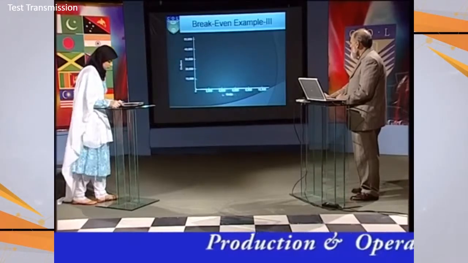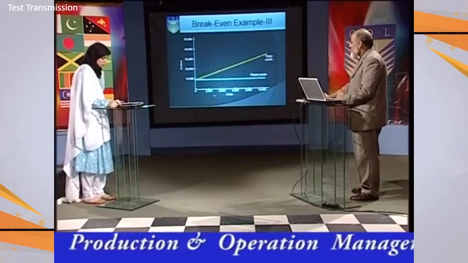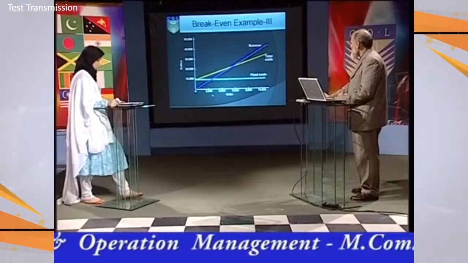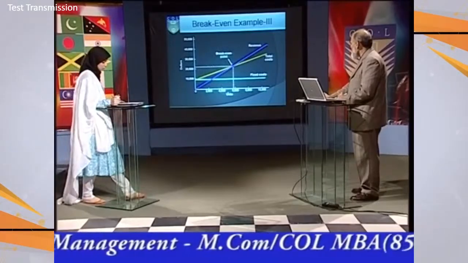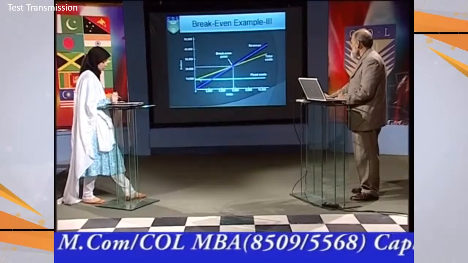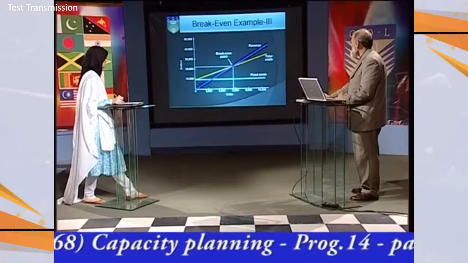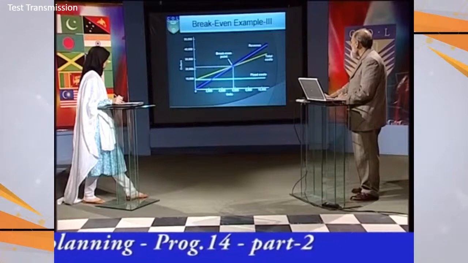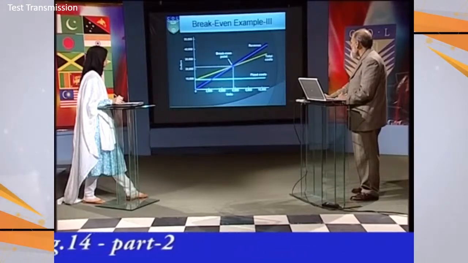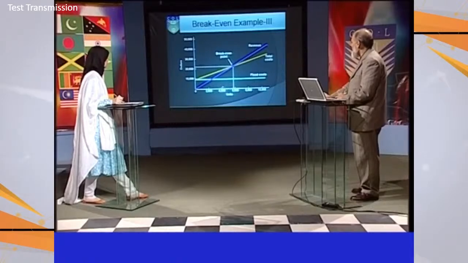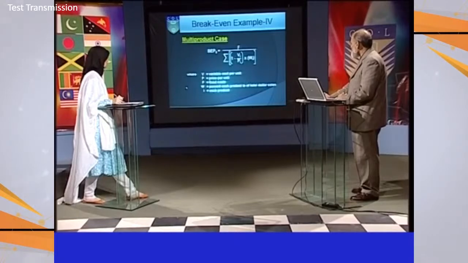Now, we plot the same example which I discussed here in this diagram. We see our fixed costs are here, 10,000. Our revenue line is here. Our total cost line is here, and they meet at approximately 22,000 here and 5,700 here. This is again the graphical description of the break-even example.